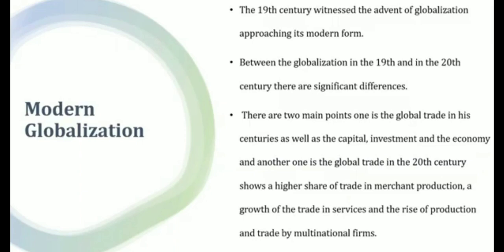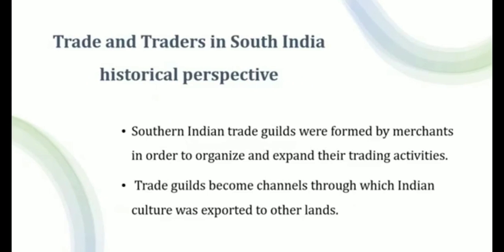In the 19th century, what things happened? How was trade happening between two countries? What is globalization? That means only capital, investment and the economy happened during the 19th century. At the same time, in the 20th century, there were large imports and exports, and many productions grew, and many goods and services were exchanged from one country to another country. Okay, so multinational firms also occurred in this 20th century. Very clear.